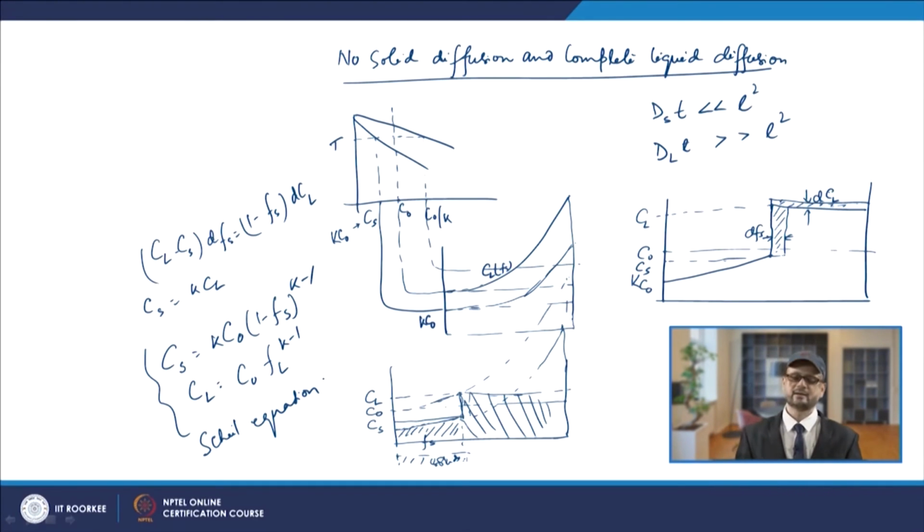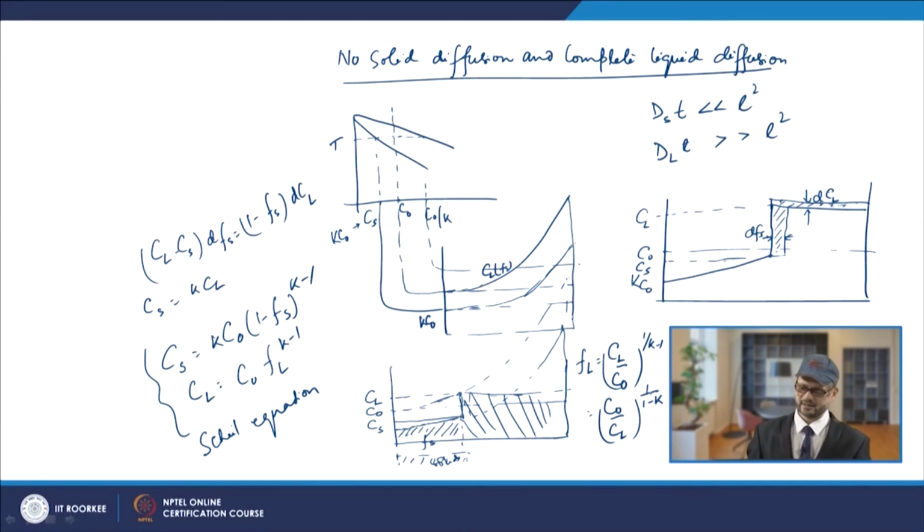They represent the solute segregation when you have no proper solid diffusion and complete liquid diffusion. From here you can find values, like the expression for FL as CL by C naught raised to the power 1 by K minus 1, or you can also write C naught by CL raised to the power 1 by 1 minus K.